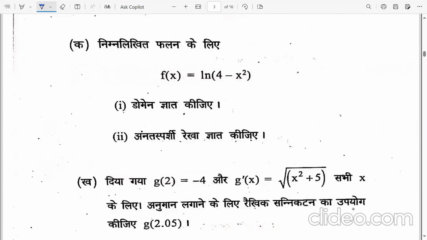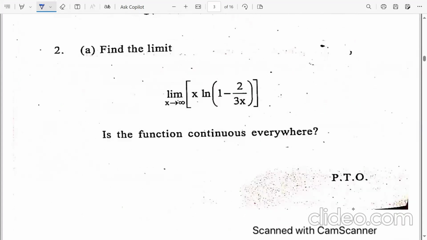Now in the next lecture, I am going to solve question number 2 from this question paper. So I stop in this lecture.